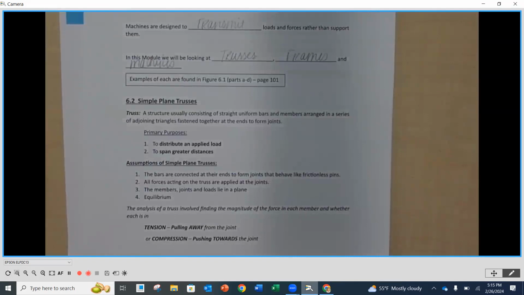Number 2, all the forces acting on a truss have to be applied at the joints, as we had said earlier. Okay, we cannot have anything mid-span. It's going to be at those endpoints of where those members are connected. The members, joints, and loads lie in one plane. So we're not looking at something that has like a Z axis. We're only going to be looking in 2D, if you would, X and Y. Okay. And then we're always going to be under the condition of equilibrium. So we're assuming that our truss is supporting and it's not moving. So all of our forces, all of our moments are going to equal 0.